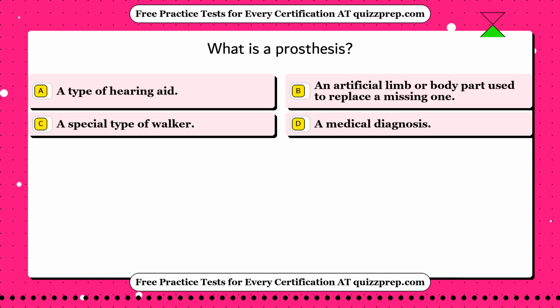Question 80. What is a prosthesis? Option A. A type of hearing aid. Option B. An artificial limb or body part used to replace a missing one. Option C. A special type of walker. Option D. A medical diagnosis.